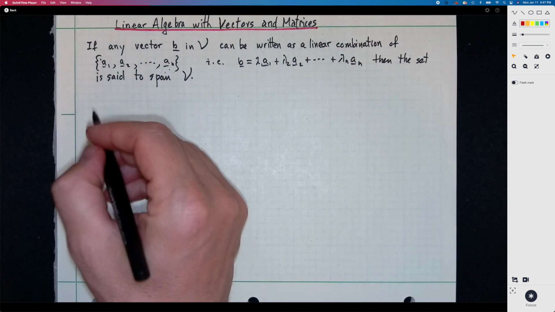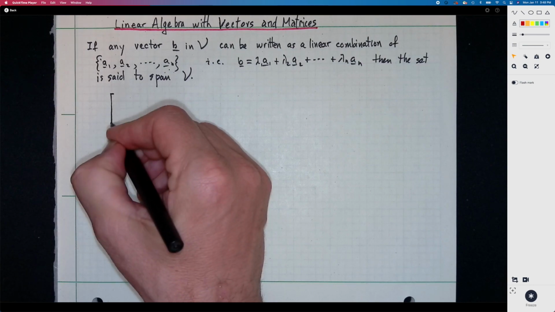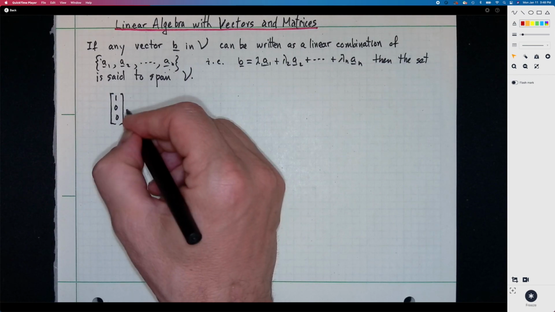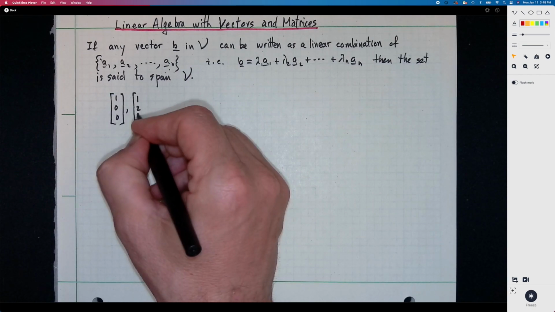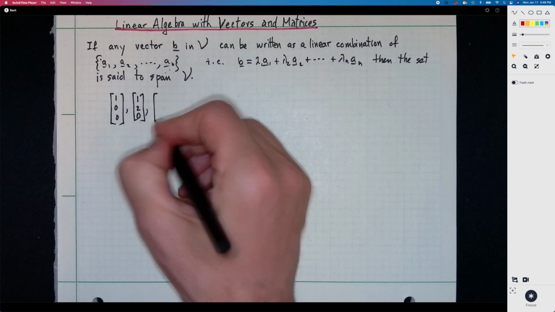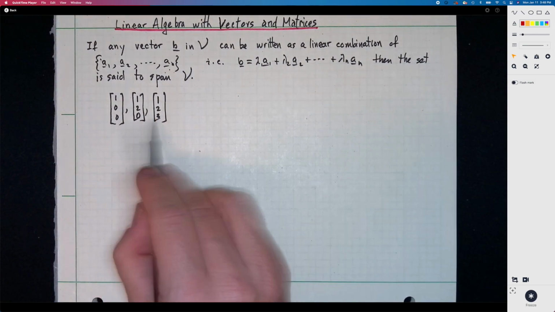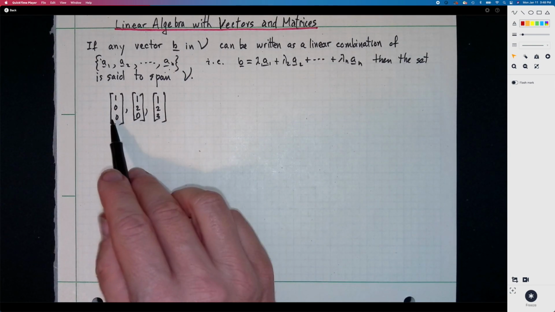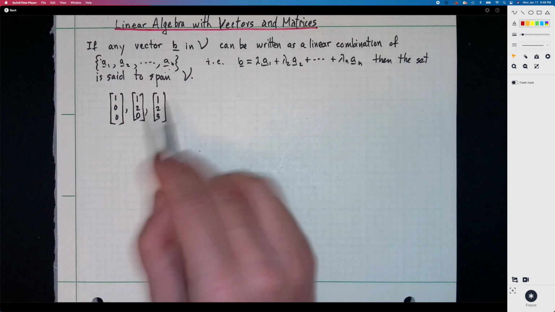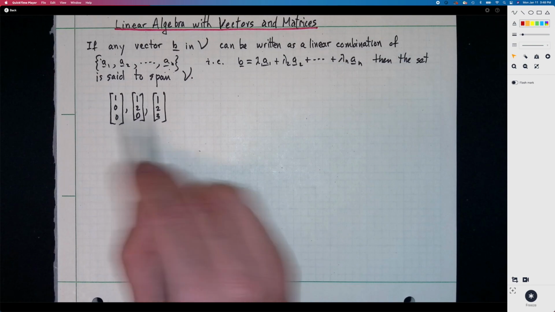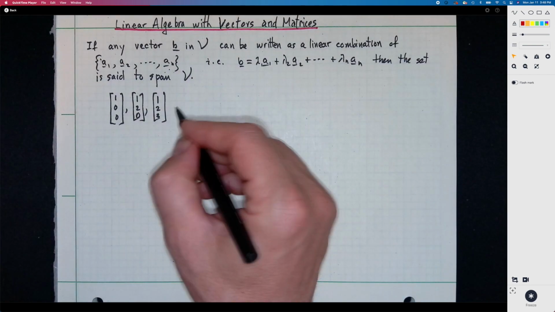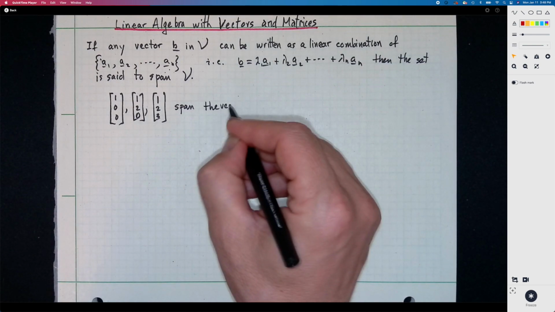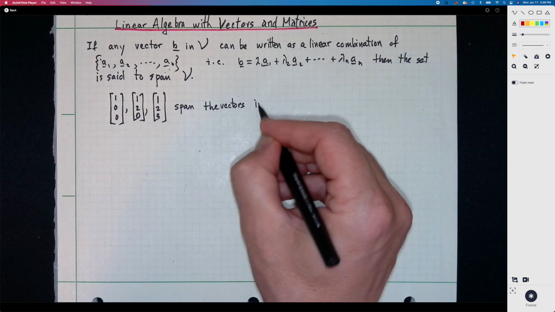So in three-dimensional space, the three vectors 1, 0, 0, 1, 2, 0, and 1, 2, 3, they are independent, and they have the same dimension as the space of three-dimensional vectors. So this would be an example of three vectors that span the vectors in R3.